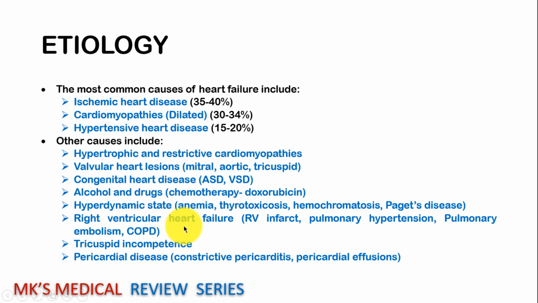You also have right ventricular failure, which is often due to a right ventricular infarct, pulmonary hypertension, pulmonary embolism, as well as chronic obstructive pulmonary disease or disorders. You also have tricuspid incompetence, which falls under valvular lesions, pericardial disease such as constrictive pericarditis, and pericardial effusion.